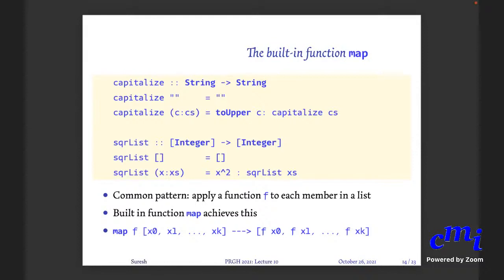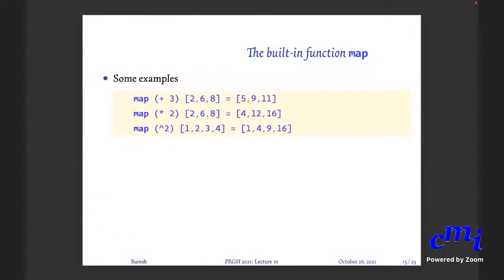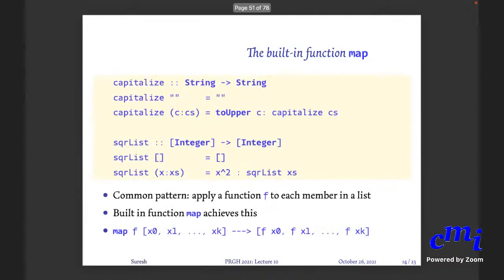Okay, so are there any questions about this? Is it clear? Yes. Is it clear at least that these two functions have the same pattern? And the whole thing about Haskell is that when you have the same pattern, you will abstract it out. And map is the abstraction of this. So in general, you can define map like this.